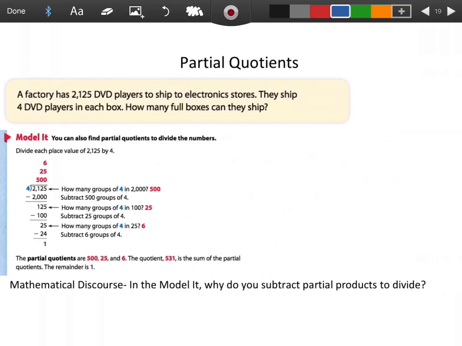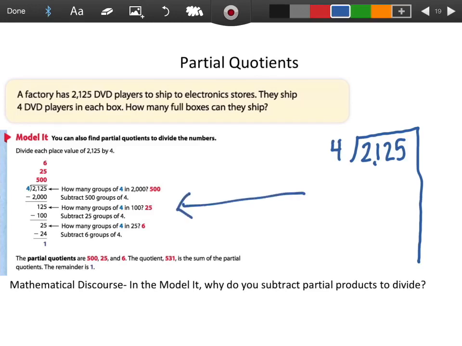Now, with partial quotients, we're going to use this little symbol to divide. Okay? Now, inside this symbol, I need to put my 2,125 DVD players that I've got to pack, and I'm putting them into equal groups of 4, so that goes on the outside. So you can see over here where we have it set up. So now, let's look at this one more time.